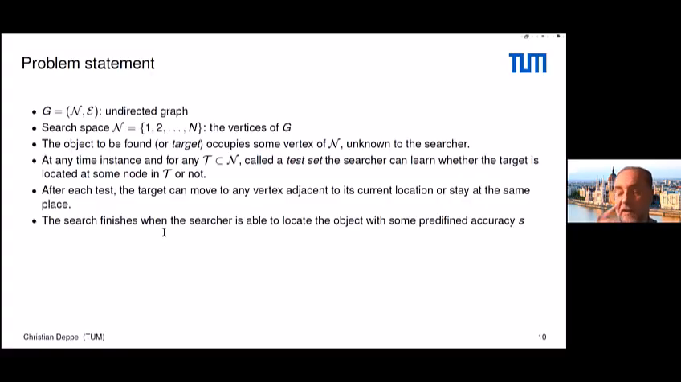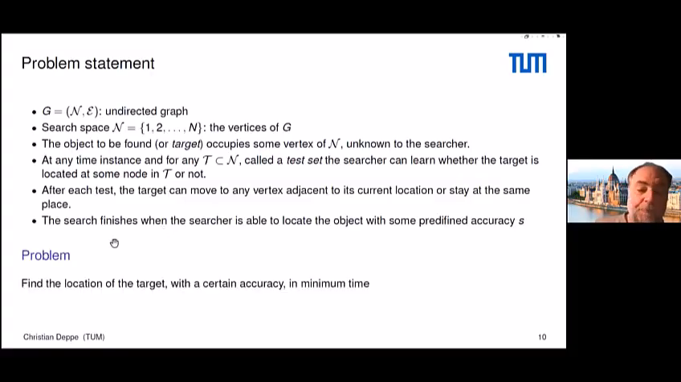So what is our goal? Our goal is: please give S vertices and say the object is here, and after the movement, the object is still in one of these S vertices. For example, if S is equal to 5, then at the end of our procedure we give 5 vertices, and even if the object moves by 1 after the final question, you can find it in one of these S vertices. The problem is now to find the location of the target with this certain occurrence, and of course we want to do it in minimum time.